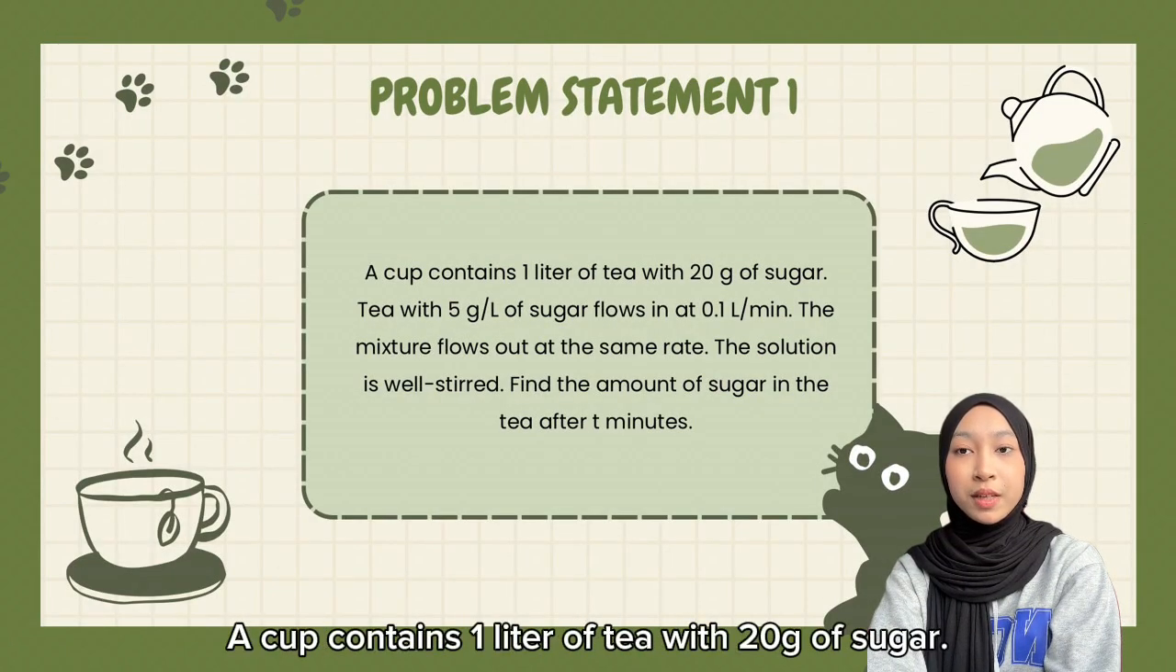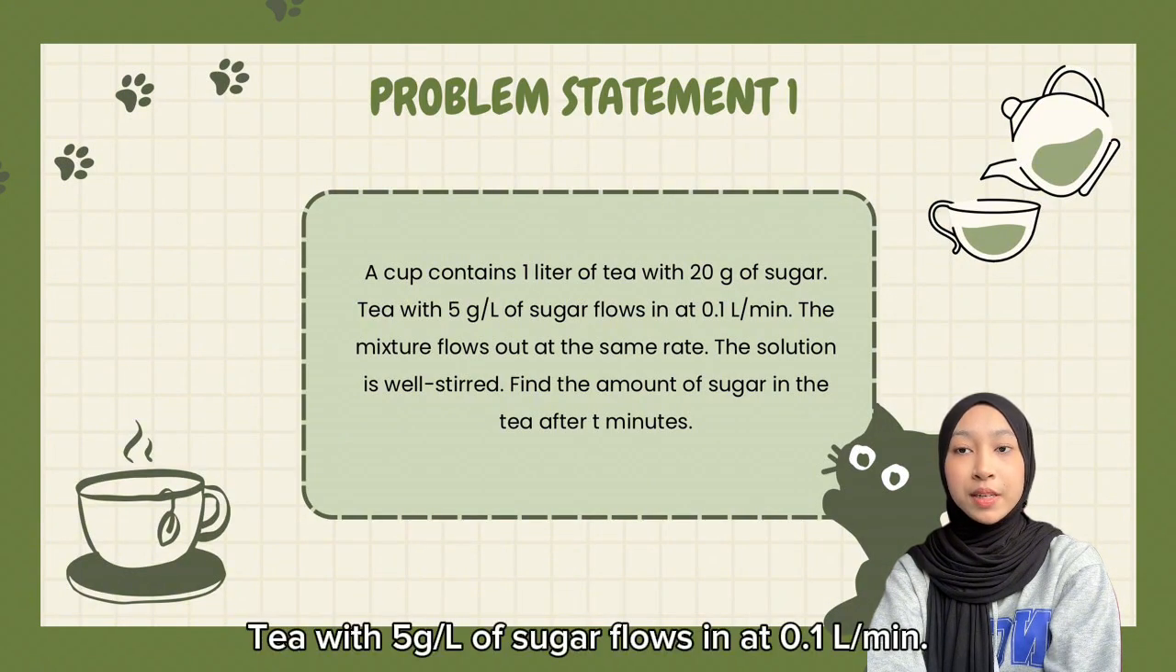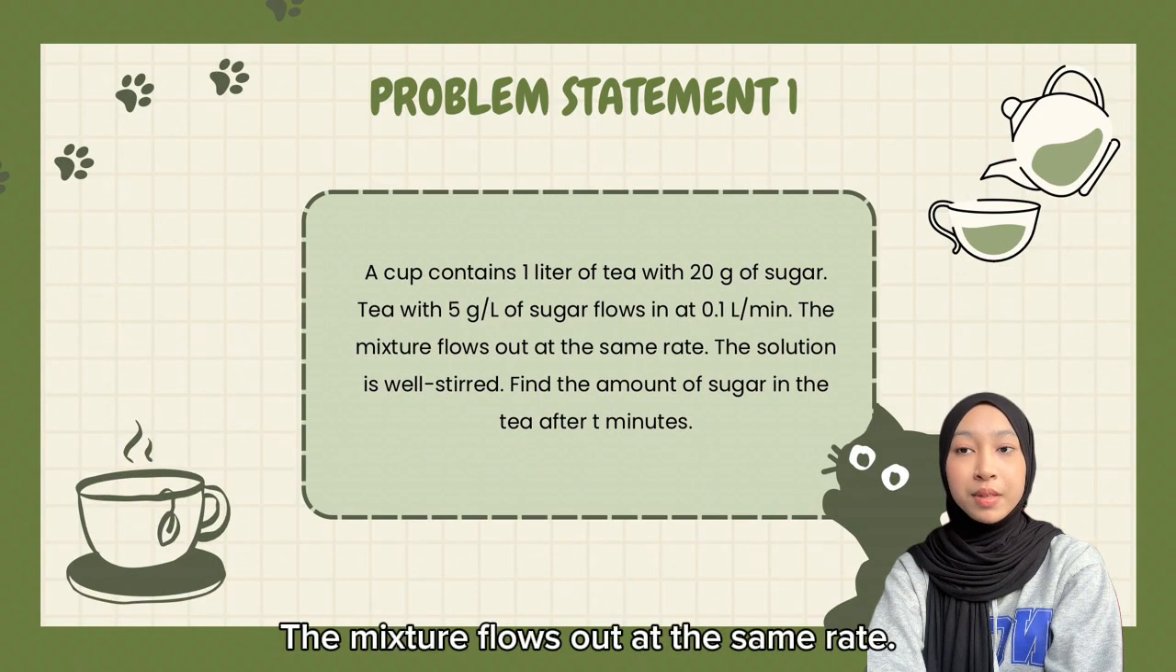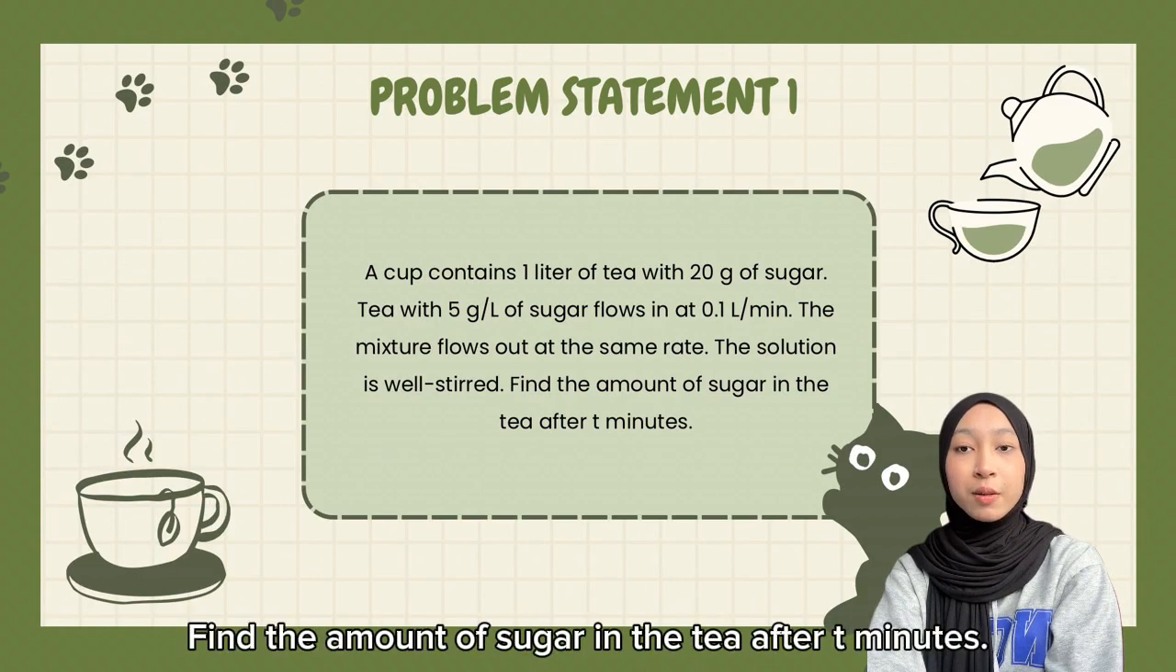A cup contains 1 liter of tea with 20 grams of sugar. Tea with 5 grams per liter of sugar flows in at 0.1 liter per minute. The mixture flows out at the same rate. The solution is well stirred. Find the amount of sugar in the tea after t minutes.